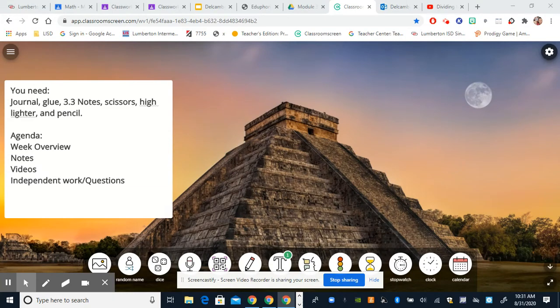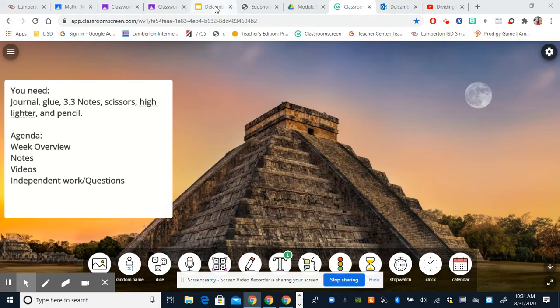Today's August 31st, and I'm just going to go over a quick review of today's lessons. You'll need your journal, glue, your 3.3 notes, which are on division of fractions, scissors, a highlighter, and a pencil. We're going to do a week overview of what the week's going to look like. We're going into our notes. The video is uploaded to the Google Classroom, and any questions that you may have, you may message me.